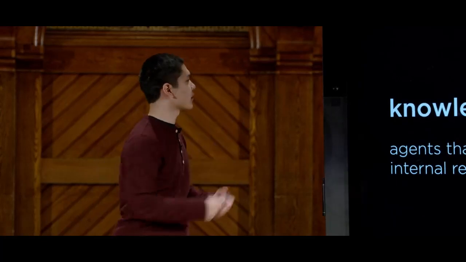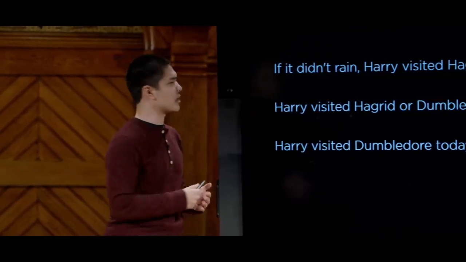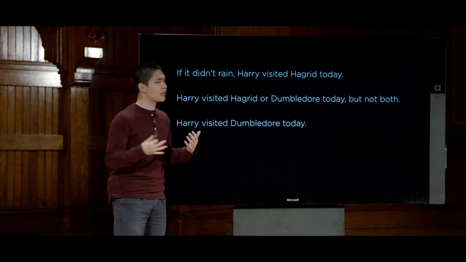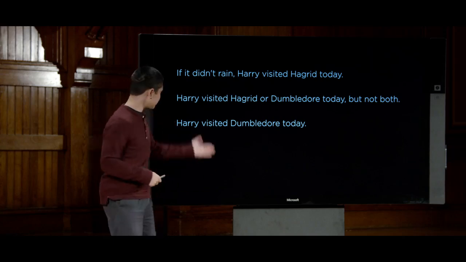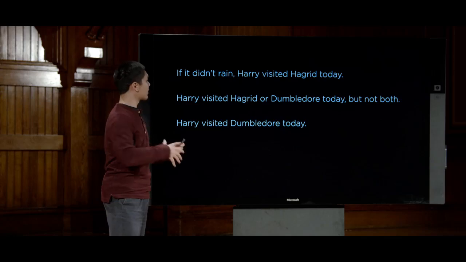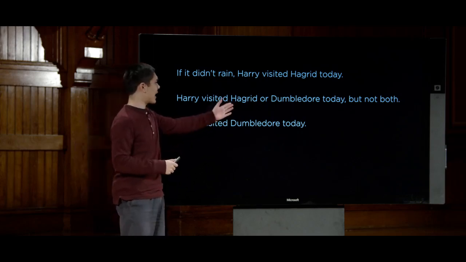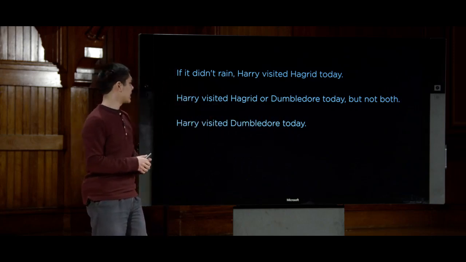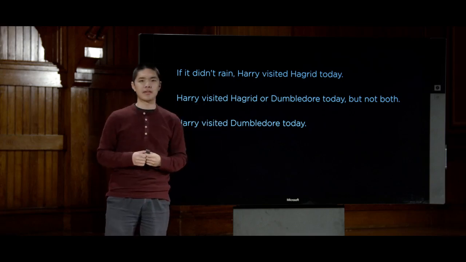So what do we mean by reasoning based on knowledge to be able to draw conclusions? Well, let's look at a simple example drawn from the world of Harry Potter. We take one sentence that we know to be true. Imagine if it didn't rain, then Harry visited Hagrid today. So one fact that we might know about the world. And then we take another fact. Harry visited Hagrid or Dumbledore today, but not both. So it tells us something about the world, that Harry either visited Hagrid but not Dumbledore, or Harry visited Dumbledore but not Hagrid. And now we have a third piece of information about the world, that Harry visited Dumbledore today.